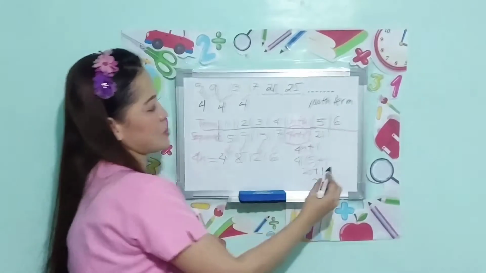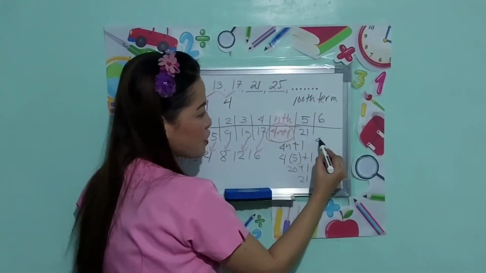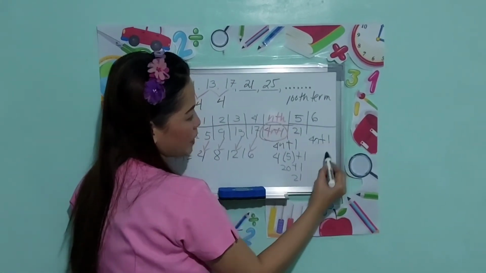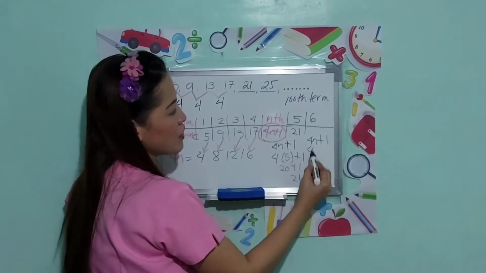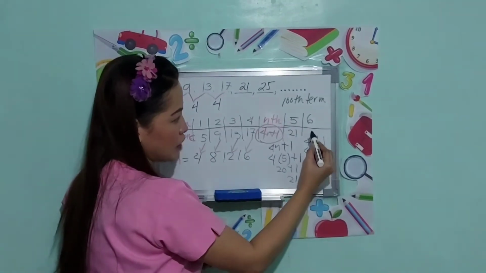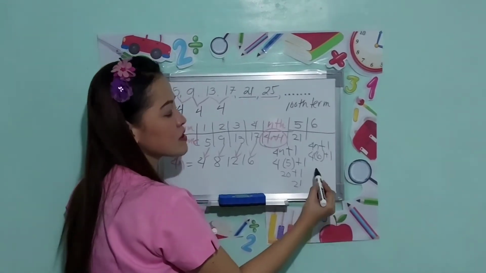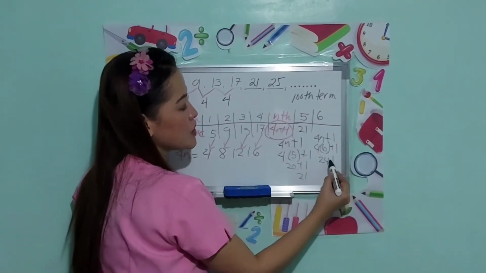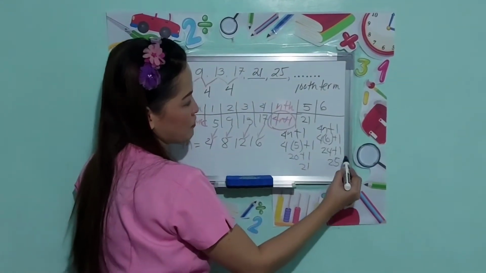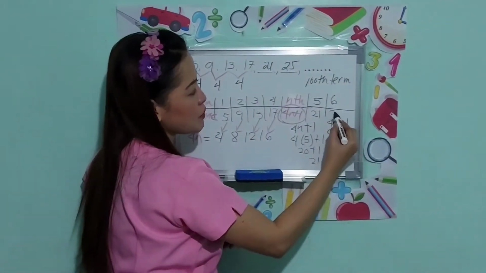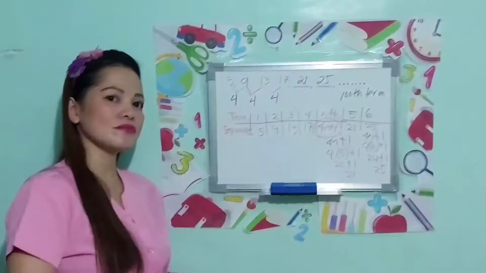How about our sixth term? So again, we're going to use our rule, 4n plus 1. So 4, we substitute 6 for n, plus 1. 4 times 6 equals 24, plus 1 equals 25. So our sixth term is 25.